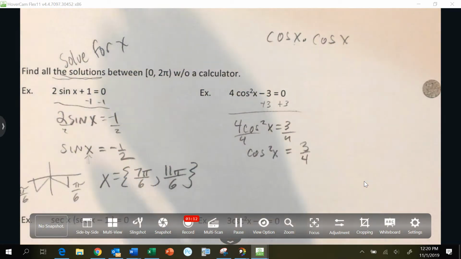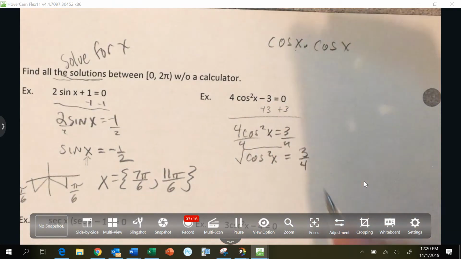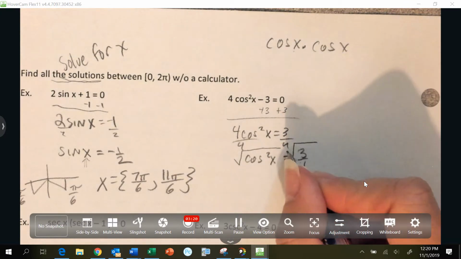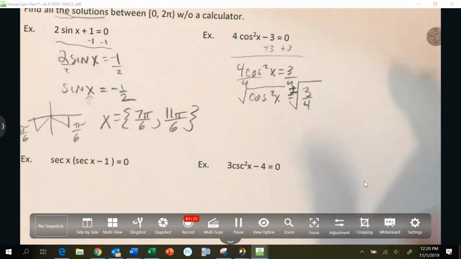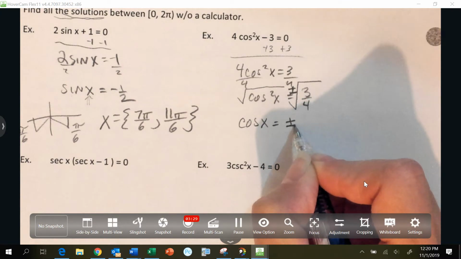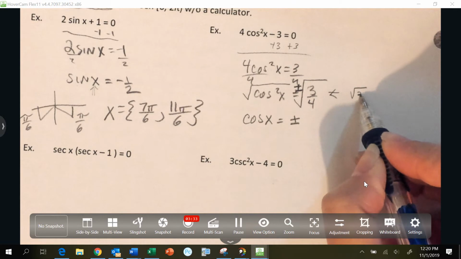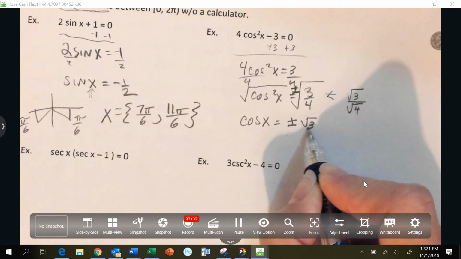Square root. So you are going to square root, but there's this rule that people forget. I don't know why we keep forgetting, but we forget. When you put in the square root when you're solving, you have to include a plus minus. So I'm getting that cosine x is equal to plus minus, and then anytime you square root a fraction, you can square root the top and the bottom separately. So I'm going to get square root of 3 over 2.